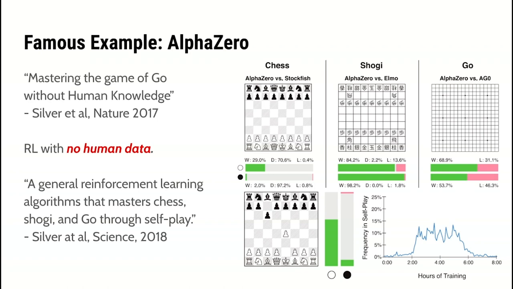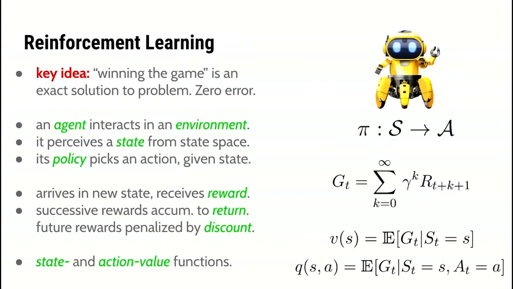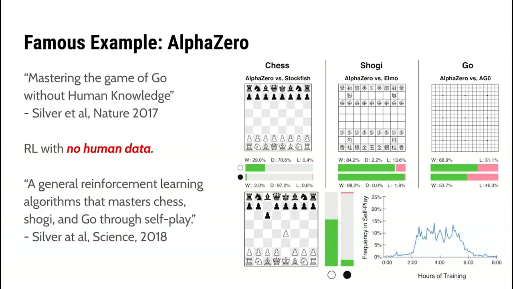What might be the most famous example is AlphaZero. There's this 2017 paper, also out of DeepMind, called Mastering the Game of Go Without Human Knowledge. This was reinforcement learning that did not use any expert-level games played by humans. All it was that the agent was taught the rules. It played against itself in the context of these policies and value functions and action value functions. And over time, AlphaZero got to be the world champion at chess, at Go, and maybe also Shogi, although I don't know enough about that. So this is a general reinforcement learning algorithm that masters chess, Shogi, and Go through self-play and only self-play, no expert-level human games.